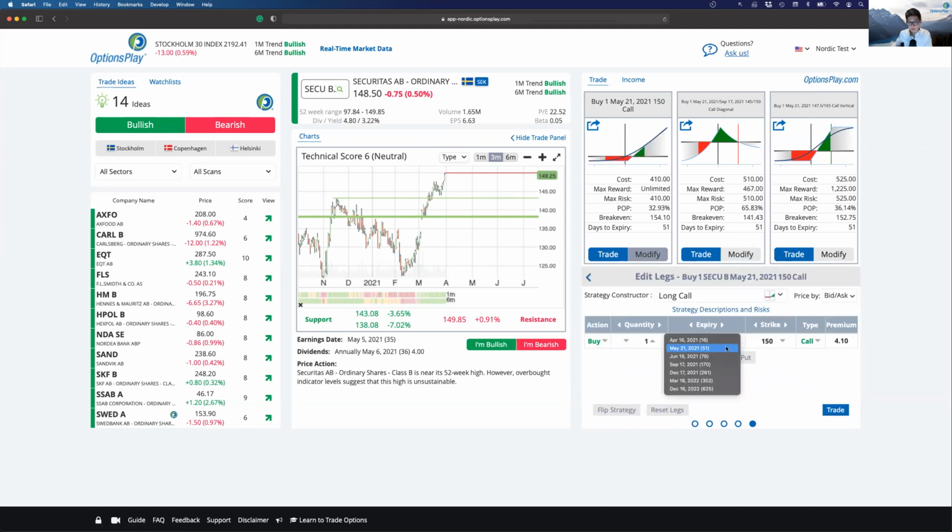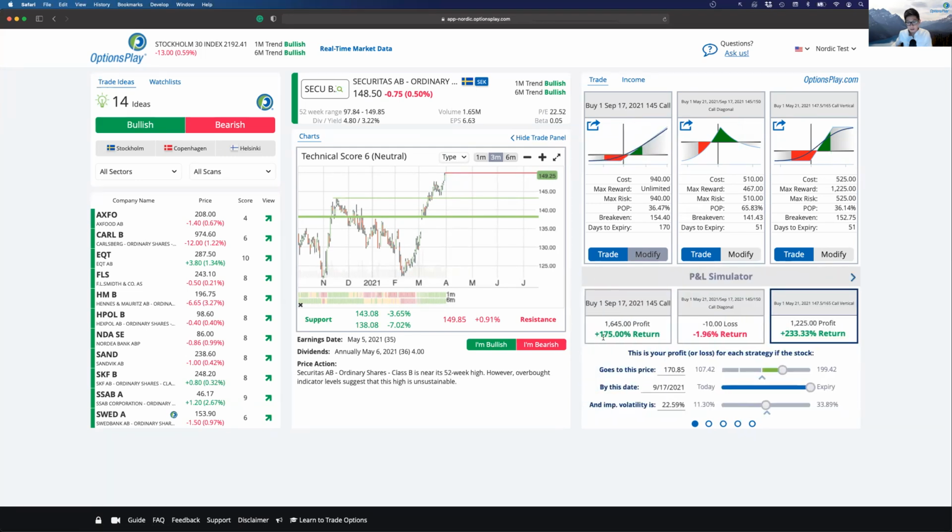So just to show you this, right? If I just bought the September 145 calls, here I would have made a 175% return. But if I traded the diagonal spread, I would basically make no money on this particular trade, because whatever I make on the long call, I'm going to lose on the short call. The two are going to offset each other when I trade this diagonal spread.